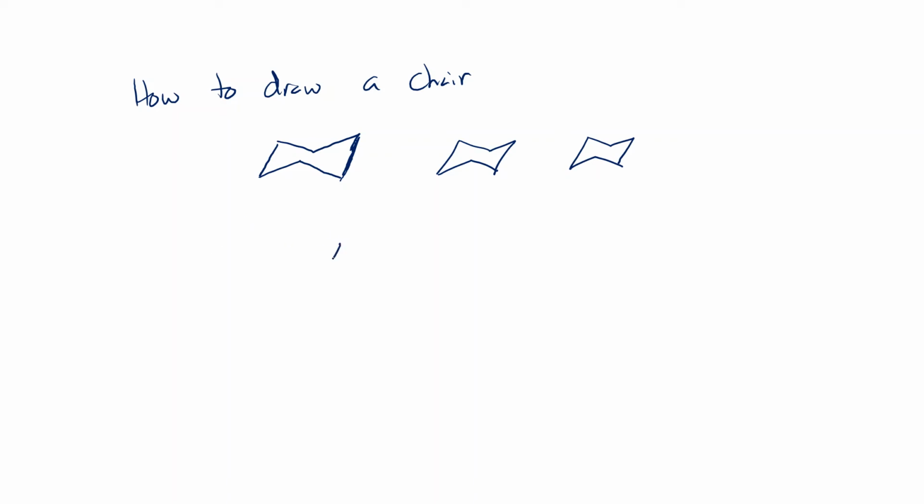But once you've drawn your chair, so here's our chair, there are basically 2 types of carbon on here. There are carbons that are peaks and carbons that are valleys. So I'm going to circle the peaks in red. These are the ones that are pointed up. And then I'm going to circle the valleys in green, since I've been doing red and green. The valleys are down here. So you have peaks and valleys, valleys and peaks.